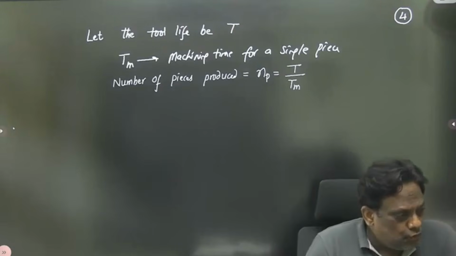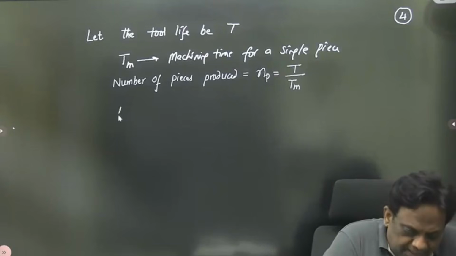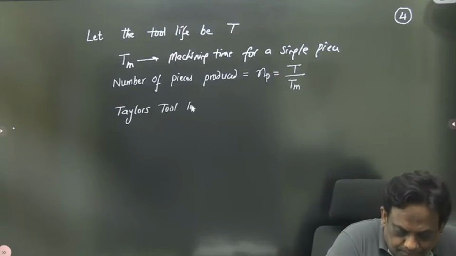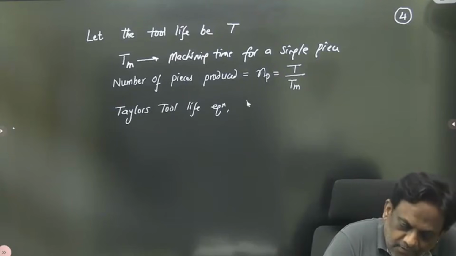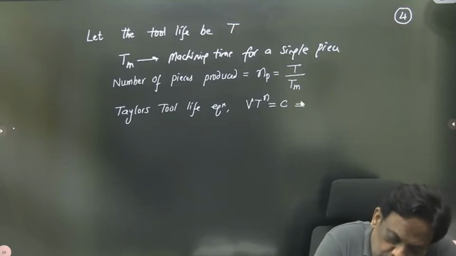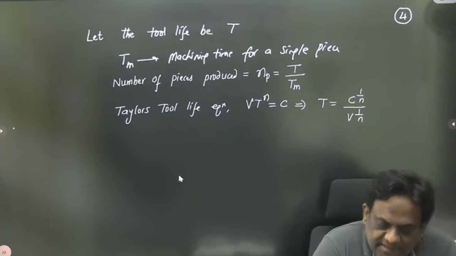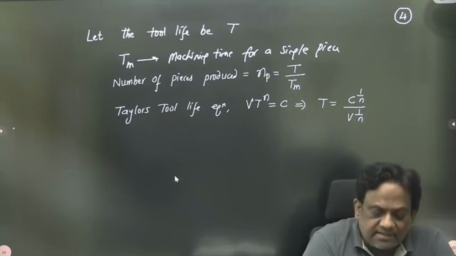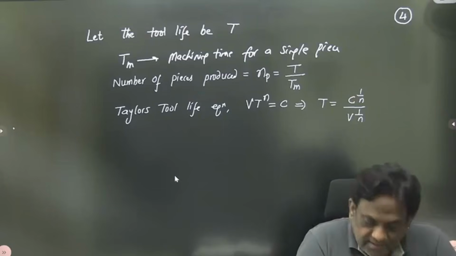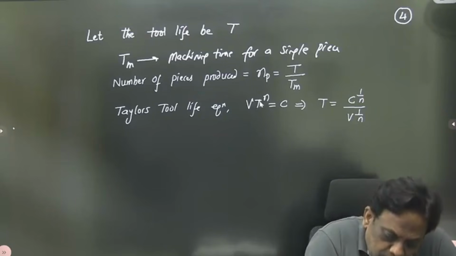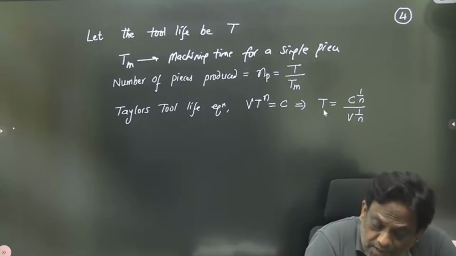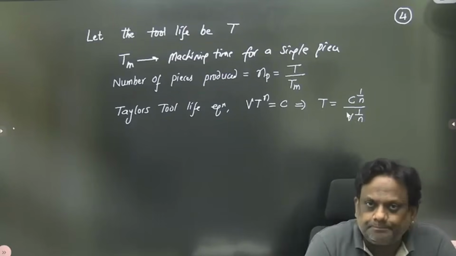Understood. Now you also know, according to Taylor's tool life equation, V t power n is constant, where t is the tool life. So if you want t, it will be c power 1 by n by v power 1 by n. Is it clear, my dear loving students? Yes, sir. So, यहाँ से you can get the tool life because the tool life is based on cutting velocity.